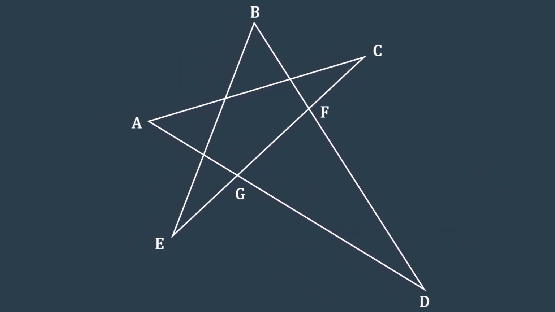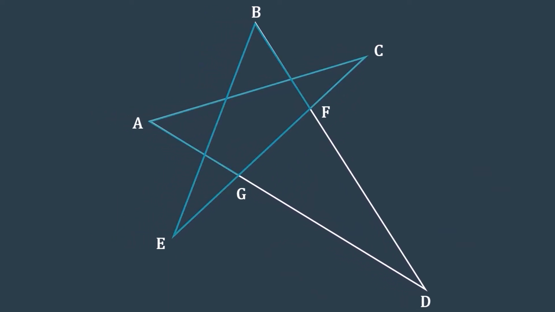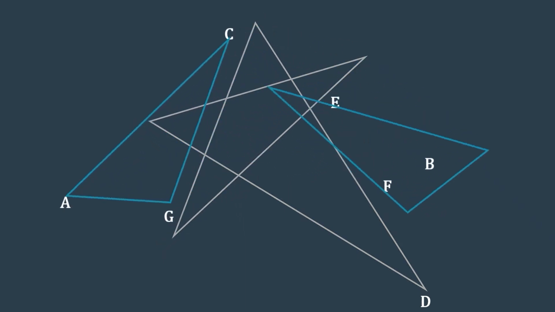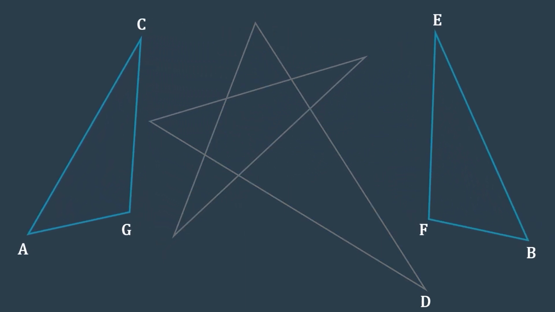Let's start our proof. The first step is to identify the key players. We'll focus on triangles ACG and BEF. Notice they contain our known equal sides, AC and BE. Now, let's prove these two triangles are congruent.